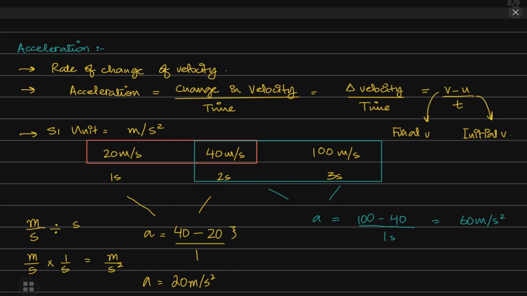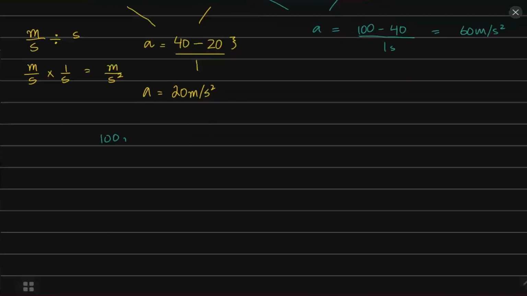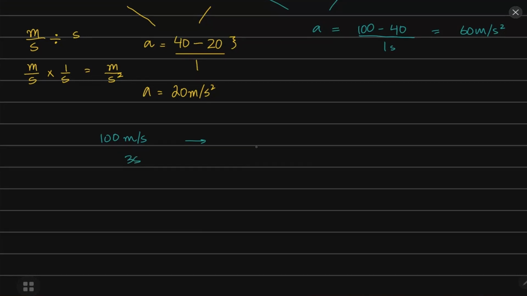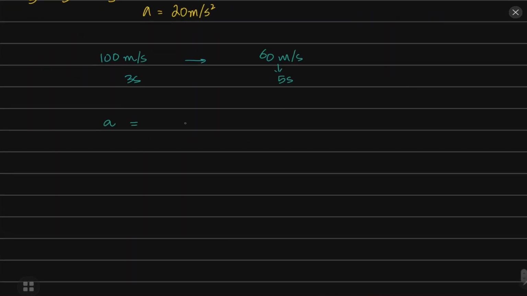But what about a scenario when I am traveling at 100 meters per second at first, and then, let's suppose at 3 seconds, let's continue the same question, right? Now I'm traveling at maybe 60 meters per second, and that too at time 5 seconds. Now let's talk about the acceleration.